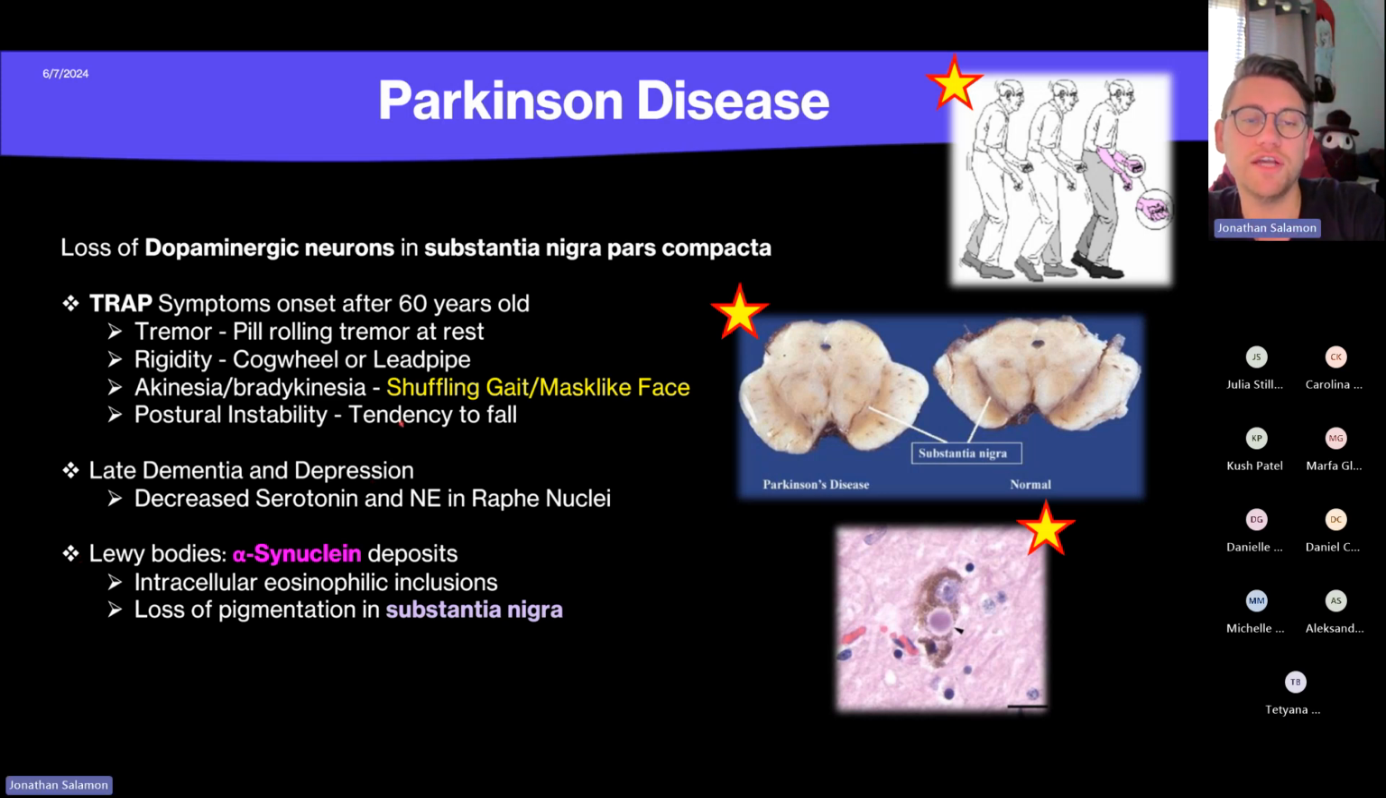You need to, in questions, see the words shuffling gait and mask-like face and immediately think Parkinson's disease. If you read shuffling gait and mask-like face in a question stem and you do not immediately think Parkinson's disease, splash yourself in the face with cold water until it sticks. Because a lot of these diseases present the same way. You need to know the words they use to give it away to you.